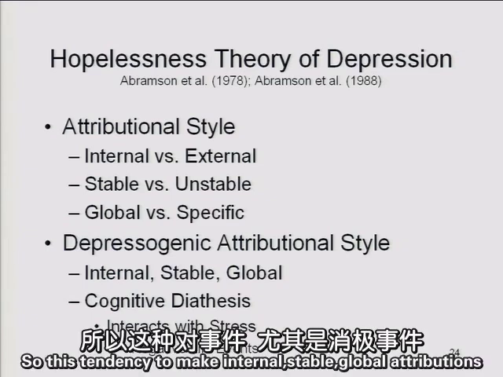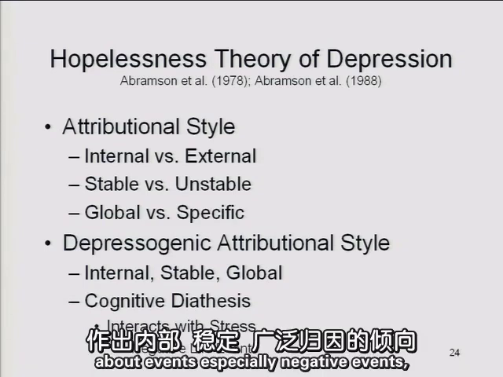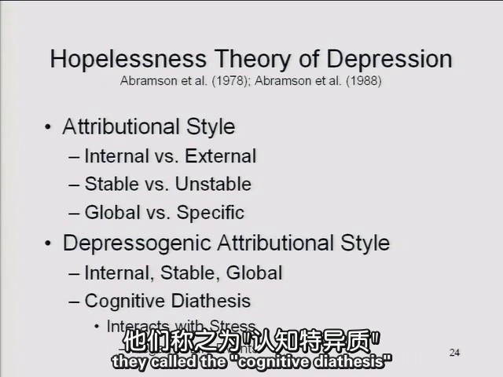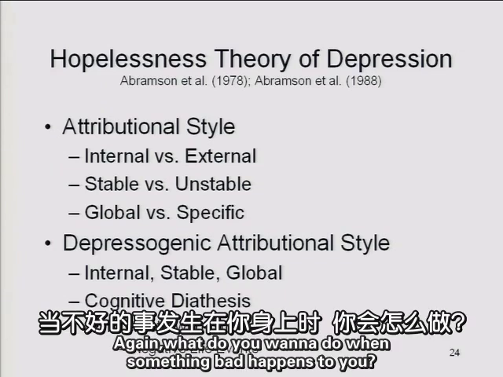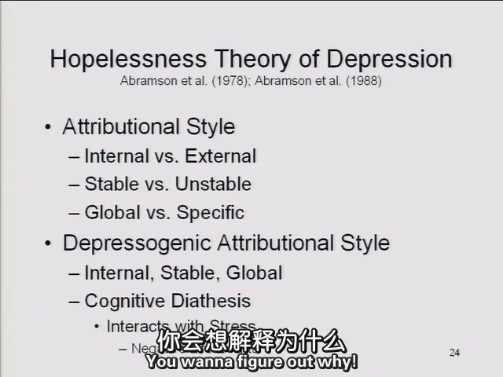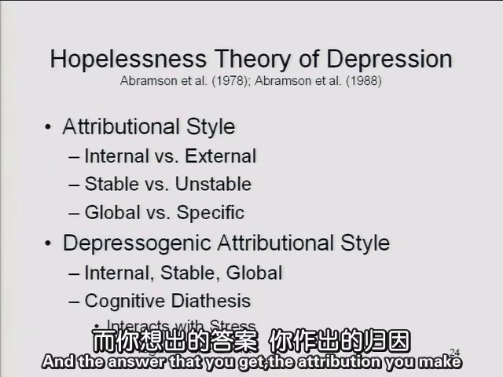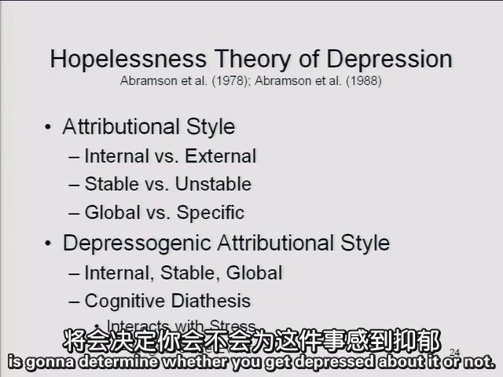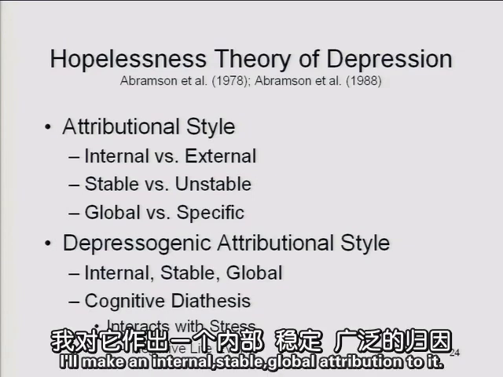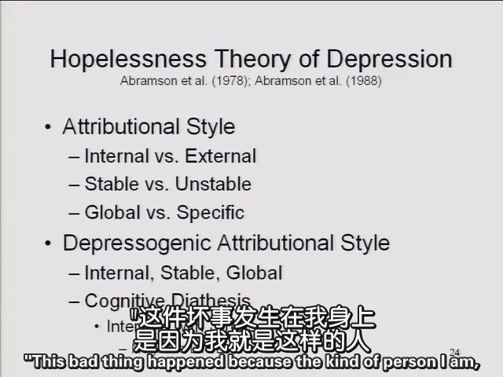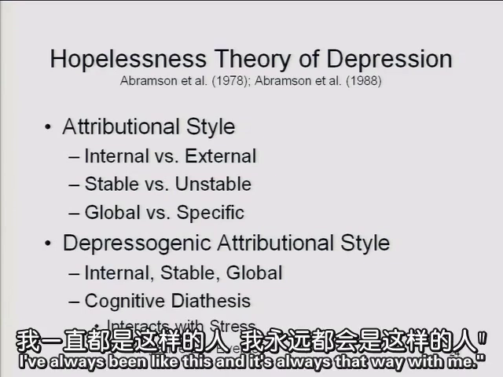So this tendency to make internal, stable, global attributions about events, especially negative events, they called a cognitive diathesis, that then interacts with stress. If something bad happens to you, what you want to do is figure out why. And the answer that you get, the attribution you make, is going to determine whether you get depressed about it or not. If something bad happens to me and I make an internal, stable, global attribution to it, this bad thing happened because of the kind of person I am, I've always been like this, and it's always that way with me.